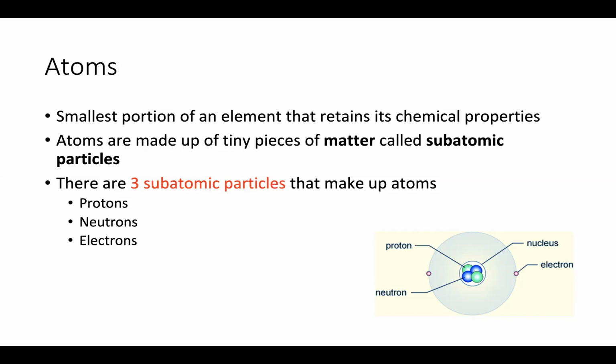And so atoms are made up of tiny pieces of matter that we call subatomic particles, okay? These subatomic particles make up an atom. So if I ask you to describe to me the makeup or composition of an atom, you're going to tell me that it is made up of subatomic particles. And this name here, subatomic, lets you know that we're talking about the small pieces of matter that make up an atom. So now we have subatomic particles, atoms, elements, and then compounds.